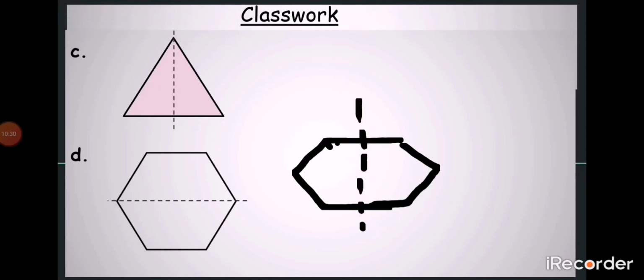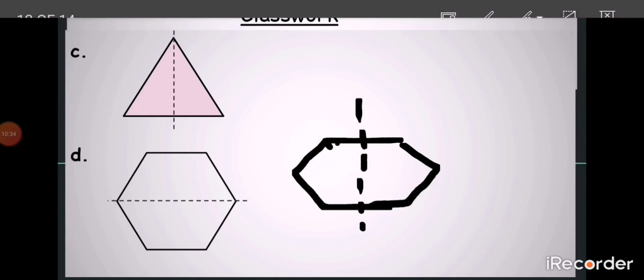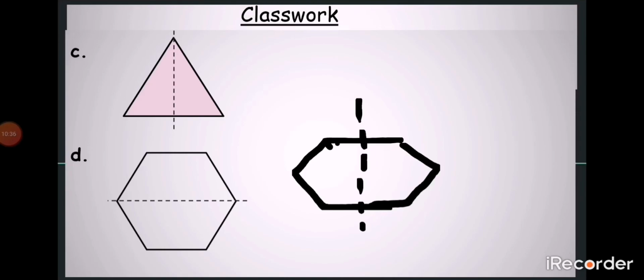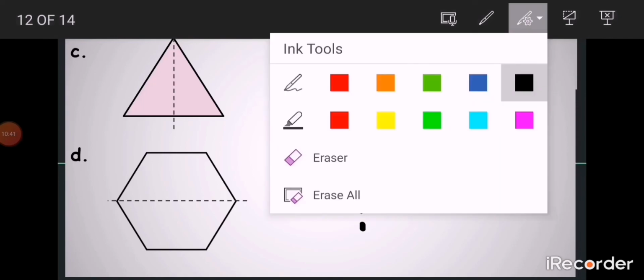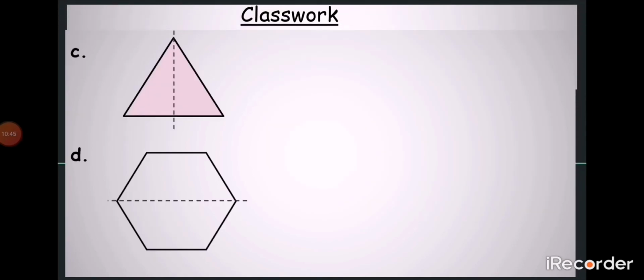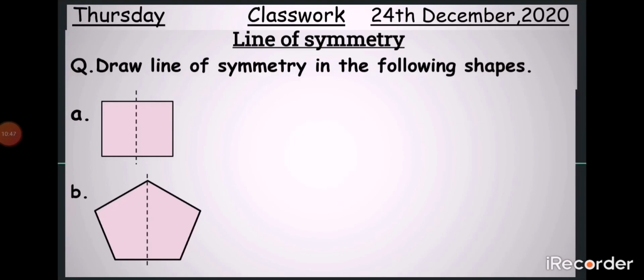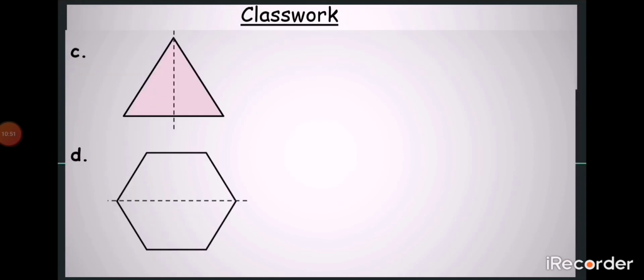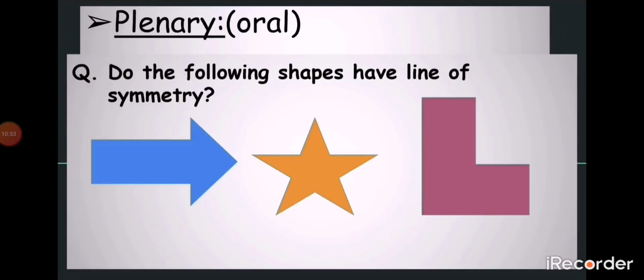Please use a scale when you draw your shapes and your line of symmetry. So you can draw any one hexagon and any line of symmetry in this hexagon. So in this way, we will do our class work today. Please draw your shapes very neatly. Use colors for shapes and for the line of symmetry. Now we are winding up our lesson.